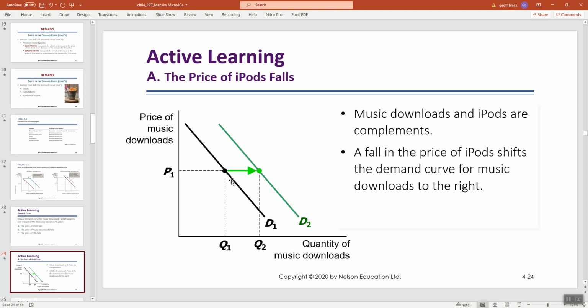And we said the price of iPods falls. What do you think will happen to music downloads? Well, aren't these complementary goods? I mean, don't you need an iPod to download music? So if the price of iPods falls, well then more people are going to buy iPods. And what do they do with their iPods? Well, they're going to download more music, right? It's kind of straightforward. So a fall in the price of iPods shifts the demand curve for music downloads to the right. Okay, so now you have a shift in demand to here. So that's what this green line represents.